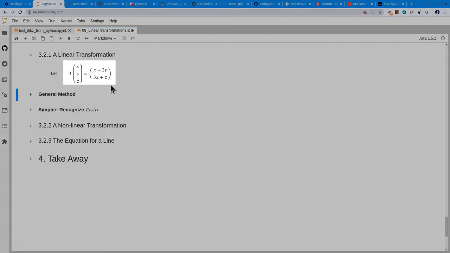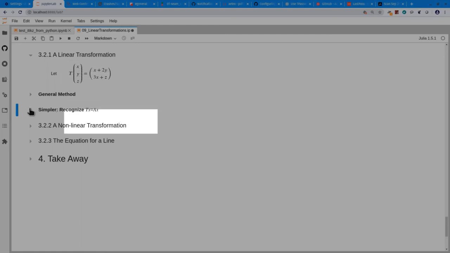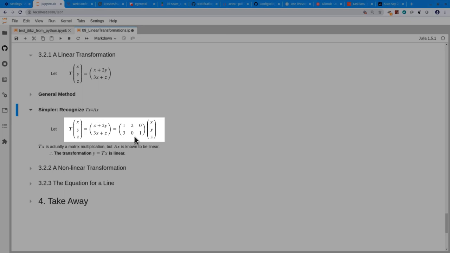Now it turns out that there was an easier way of doing this. If I look at my expression again, T applied to that vector xyz is equal to this result. If I look at it long enough, I might recognize that I can write that as a matrix times the vector xyz. Namely, I can simply rewrite this as the matrix 1, 2, 0 applied to xyz, multiply it out. It's x plus 2y plus 0, x plus 2y, that's my first entry. And 3, 0, 1 multiplies out to 3x plus z, that's my second entry. So T applied to this vector xyz is actually a matrix applied to xyz.